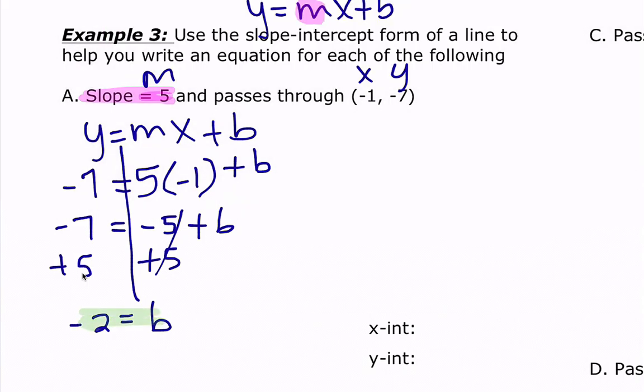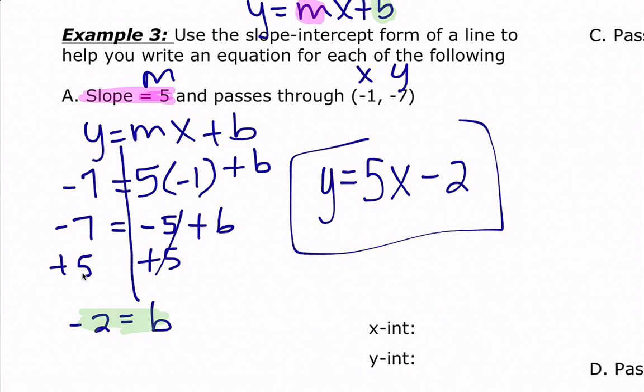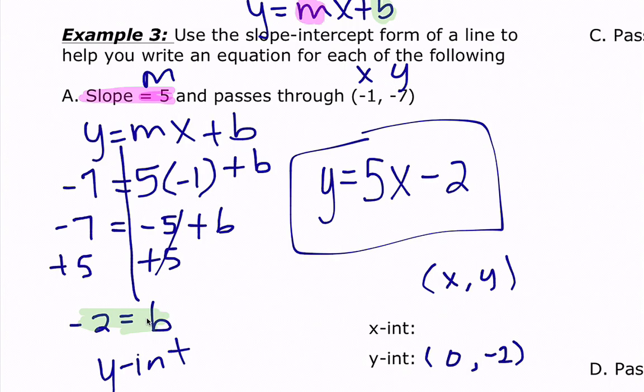All right, we know what b is, so now I can write my equation. Y equals, we were told m is 5, my slope is 5, so 5x. And then we put our b value. Our b value is -2, so I write -2. All right, so that's our equation. Well, remember, b is your y-intercept. So I can go ahead and fill in my y-intercept. Remember, it's x and then y. So the y-intercept is -2. Remember, that's whenever x is 0.